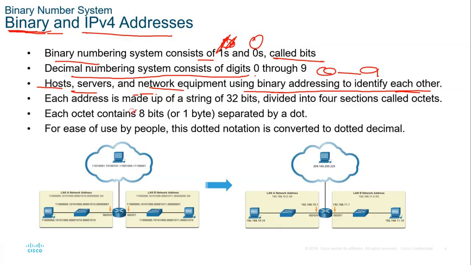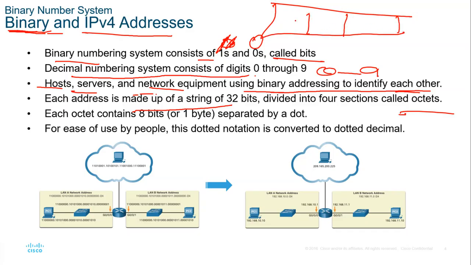Each address is made up of 32 bits divided into 4 sections called octets. So an IP address has to have 4 sections: 1, 2, 3, and then 4. Each section ranges in decimal from 0 up to 255.